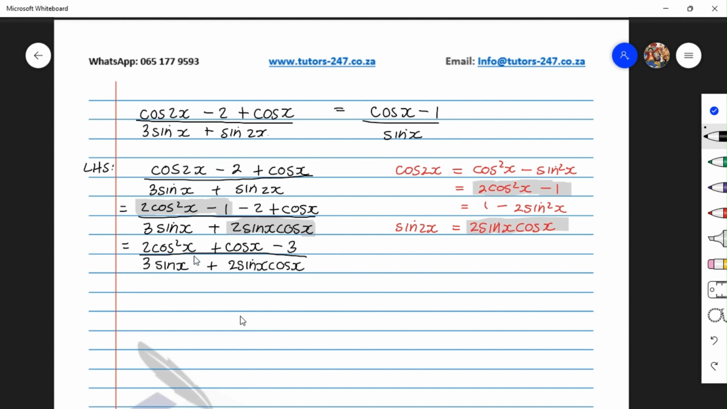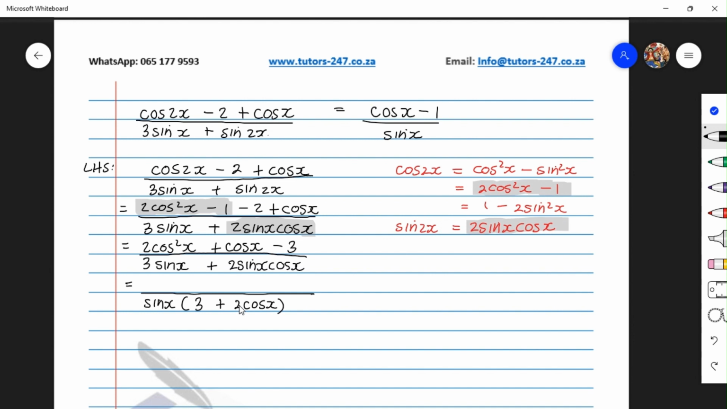Now, we can see that our denominator has a common factor of sine x, and our numerator is a trinomial. So let us factorize our numerator and take out a common factor in our denominator. So our denominator, we take out sine x, that is going to give us 3 plus 2 cos x.